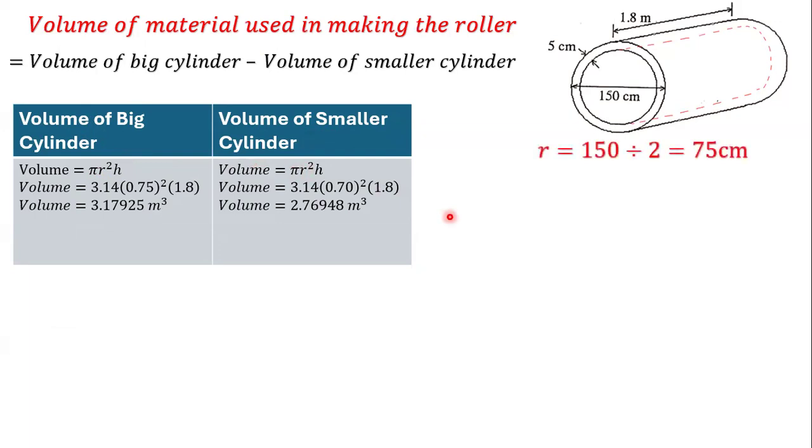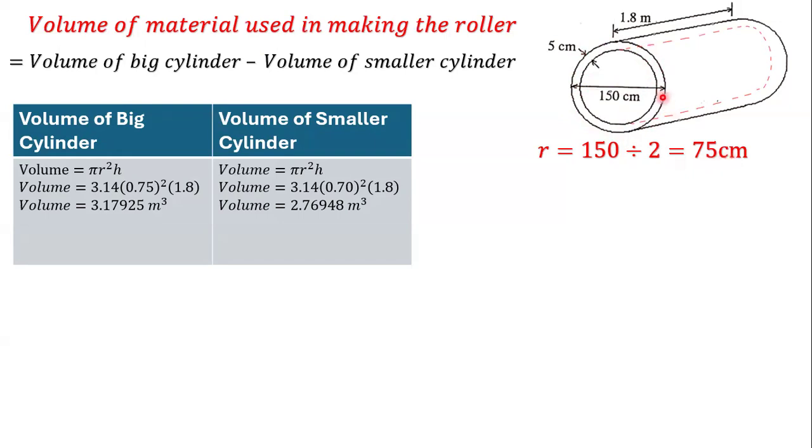Now, let's consider the radius. For the big cylinder, the bigger one, we're looking at the diameter, which is 150 centimeters, because we're looking at the volume of the big cylinder. That's the diameter, but we want the radius. So the radius is 150 divided by 2, which is half of the diameter, and that gives us 75 centimeters.